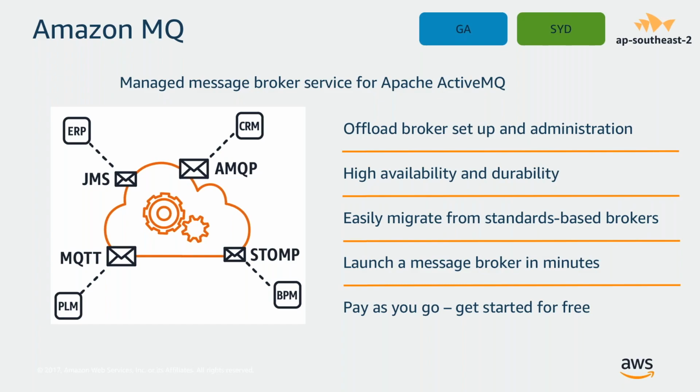Let's start with Amazon MQ. It's available in Sydney. It's great. MQ is a managed message broker service for Apache ActiveMQ that makes it easy to set up and operate message brokers in the cloud. Amazon MQ works with your existing applications and services without the need to manage, operate, or maintain your own messaging system. So basically, it takes care of the undifferentiated heavy lifting of managing your ActiveMQ clusters, for instance.